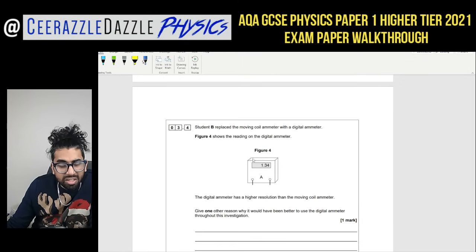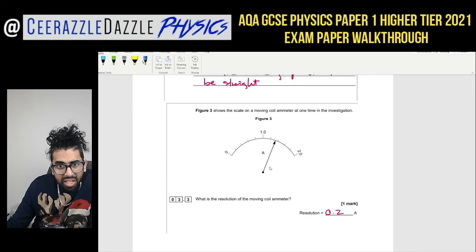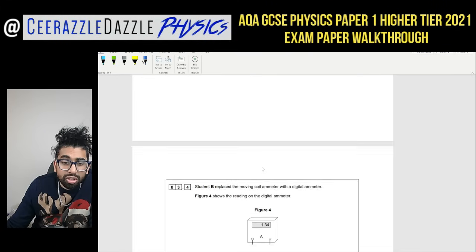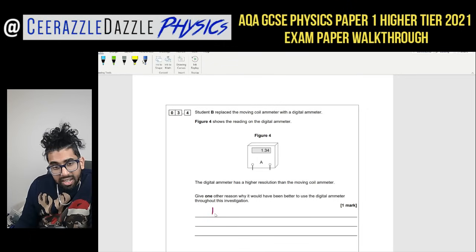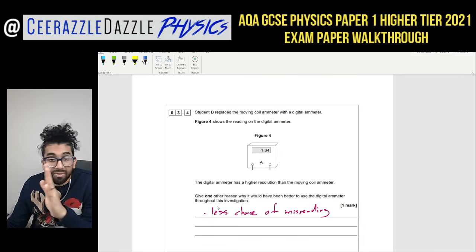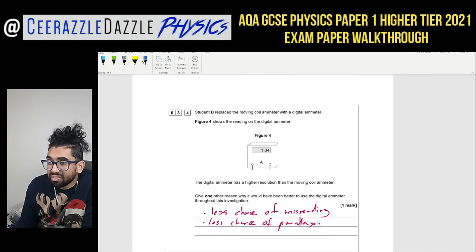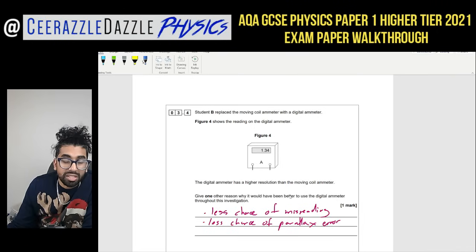Okay, right, so the main thing is, look, this one's a digital one, and this one is going to be an analog one in which the needle is going to be moving. It's actually harder to read the needle over here, so there's less chance of misreading, so we can put that down. Less chance of misreading. And then also, don't forget, because you have the needle, you can have that error of parallax error. So there's less chance of parallax error. There we go. Okay, so that's that one done as well.